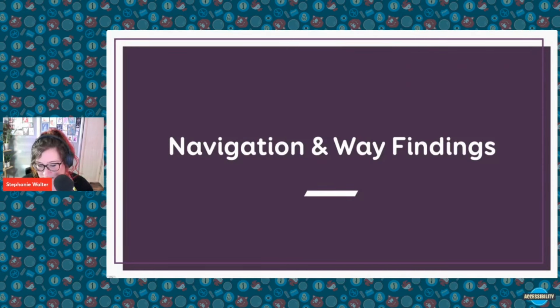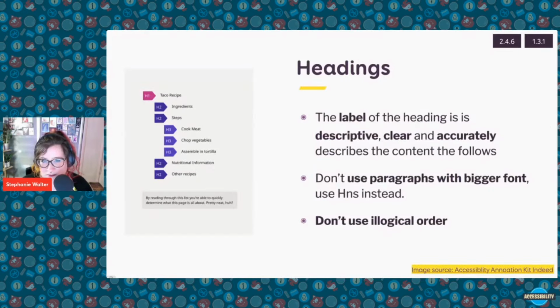So navigation and wayfinding. This is about making sure people understand where to find things and navigate in an easy way. So it's about information architecture. One thing you can do as a designer is making sure your headings, so H1, H2, H3, are descriptive, clear, and accurate. You want to make sure you describe the contents properly.